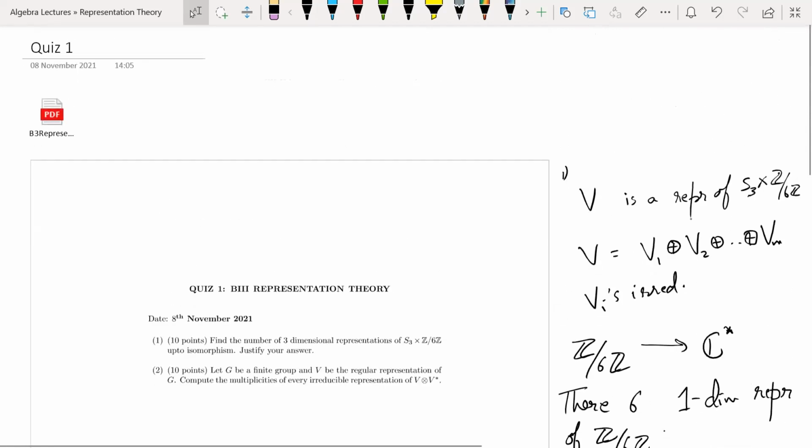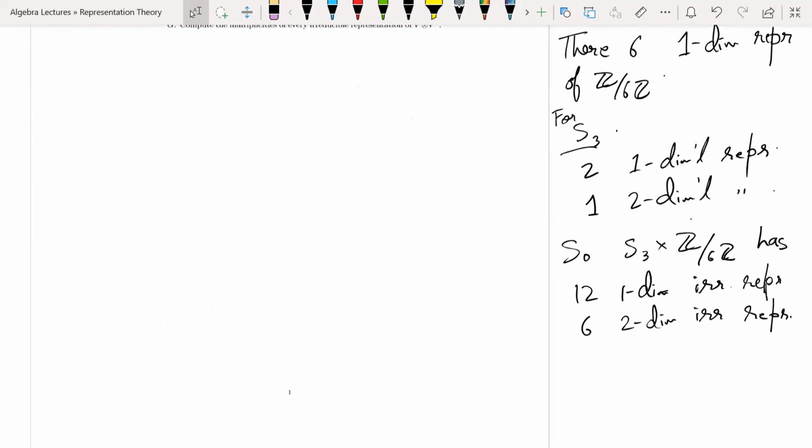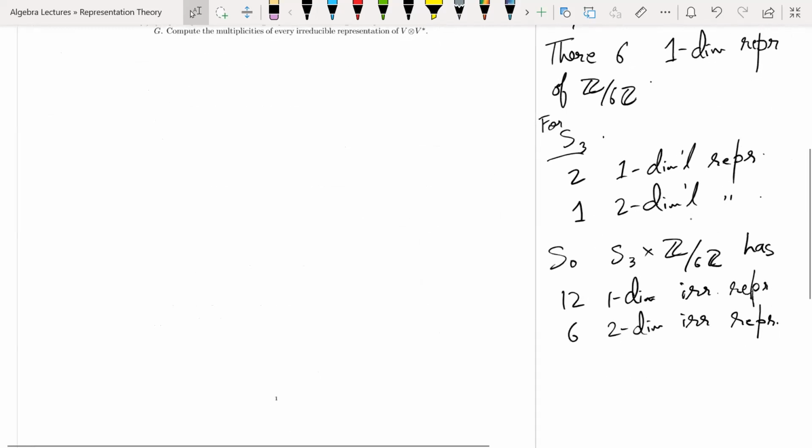Now you want to make up dimension 3. There are 2 ways of doing it. One is that all of them are one-dimensional representations, so you take a direct sum of 3 one-dimensional representations. The other way is that it has one two-dimensional representation and one one-dimensional. These are the only ways. You can't have 2 two-dimensional representations, then it will become 4. So the number is 120 choose 3.